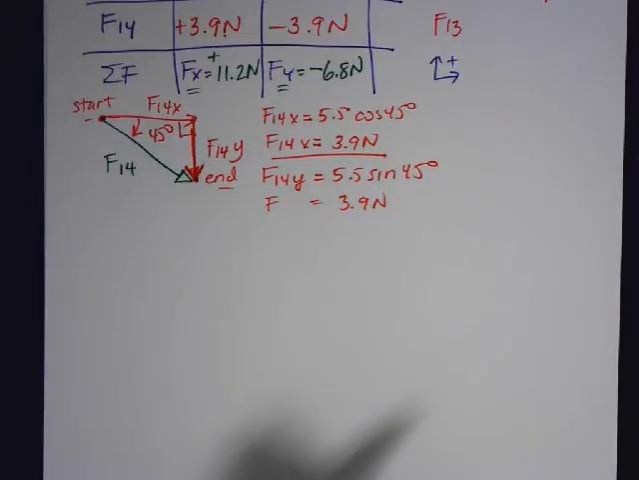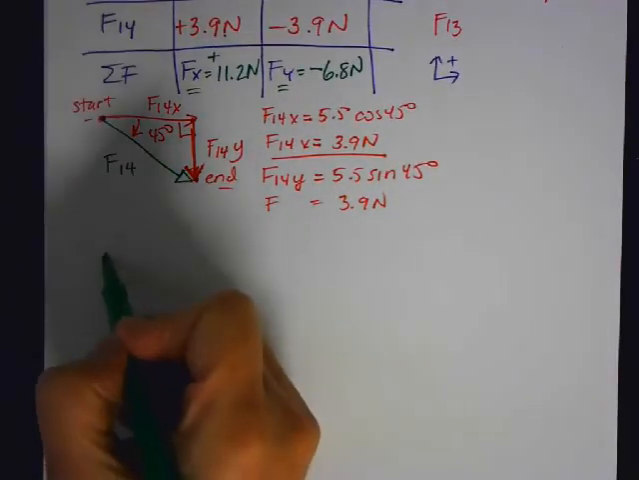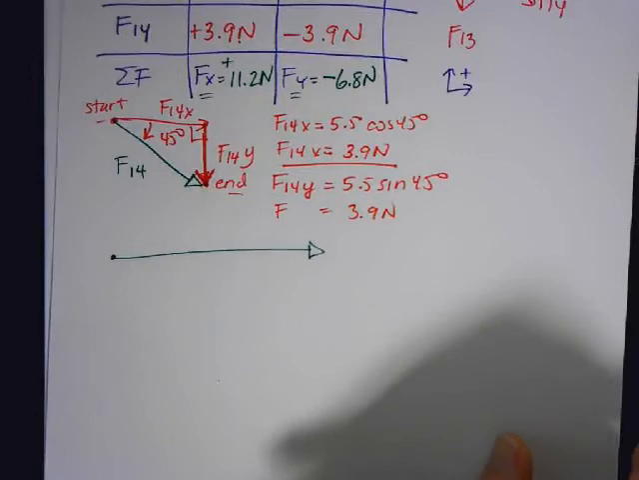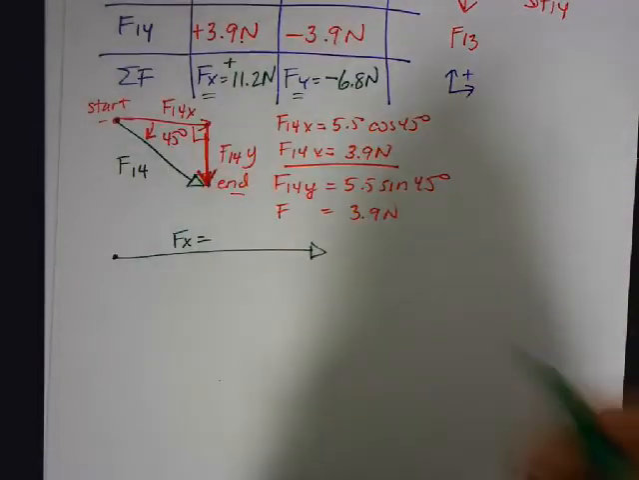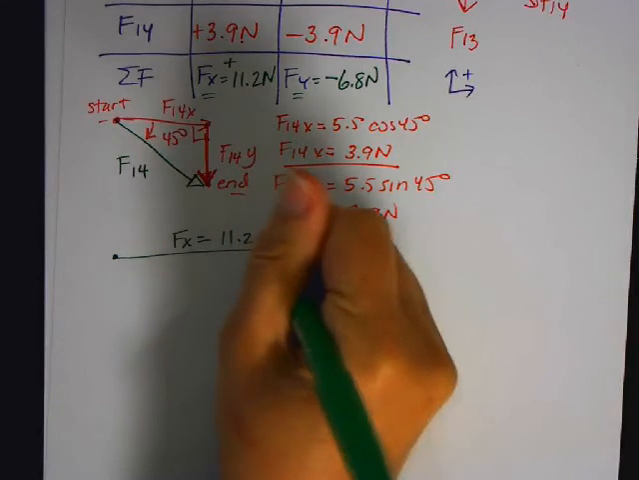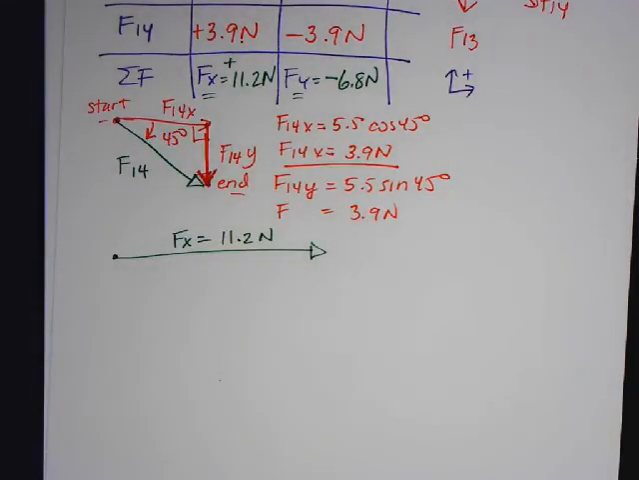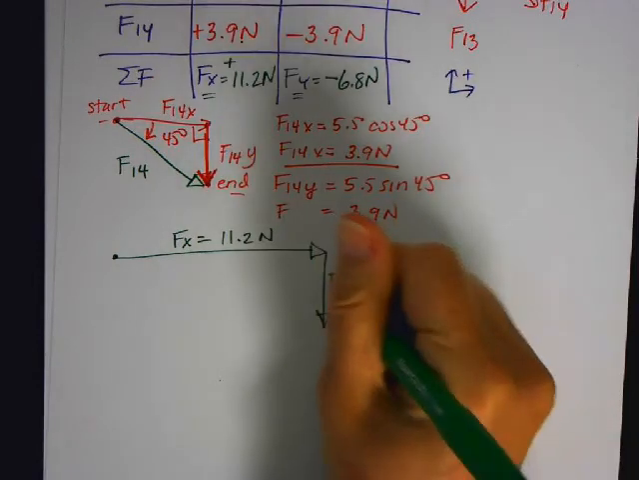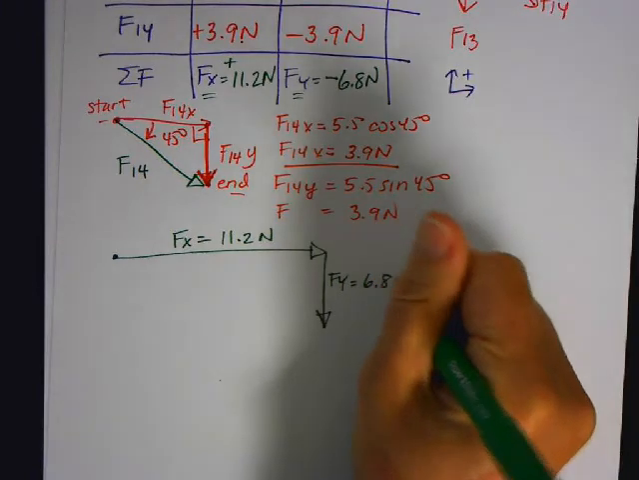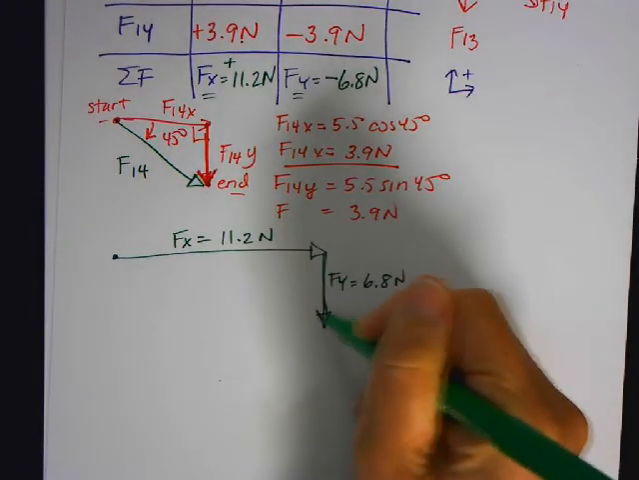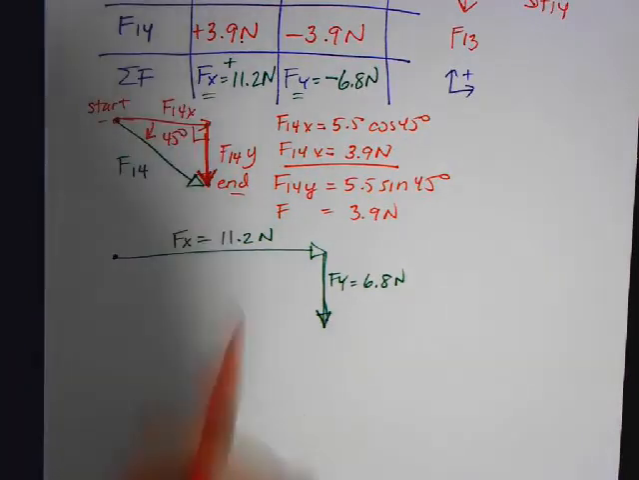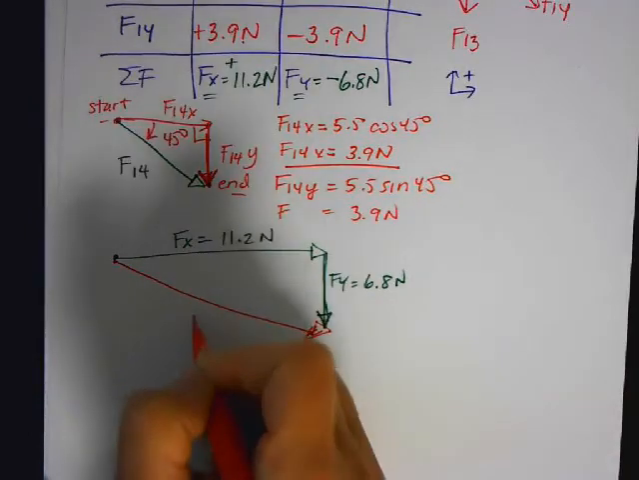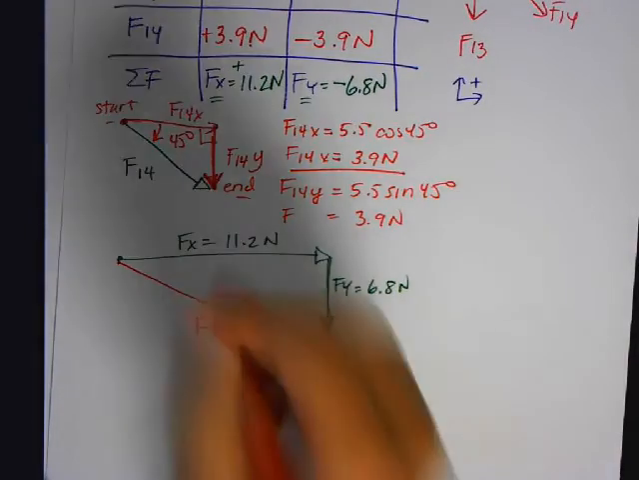So, first I'm going to draw Fx. This is my starting point. Fx is positive, so here it is. This is Fx, and this is 11.2 newtons. From the head of this vector, I'm going to do the tail of the other. Now, because Fy is negative, I'm going to make it go down. So Fy is equal to 6.8, and I don't have to write the negative again. The negative I made when I made it go down like that. How do I find my resultant? From the tail of the first to the head of the last. So this is just plain old F. This is F total.